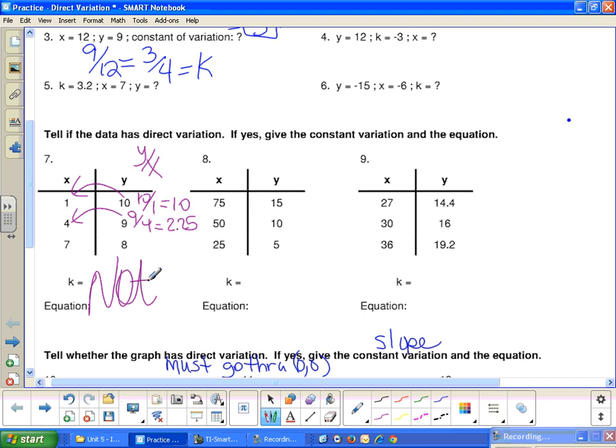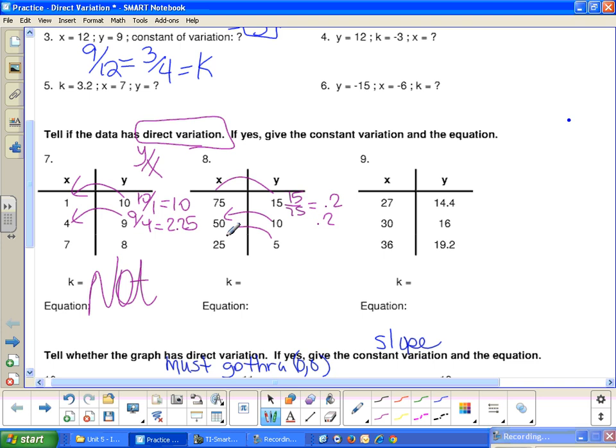Constant variation is the slope number, okay, that we get from our graph. We're determining, is this a direct variation equation? Which means that you should be able to multiply this number by the same thing each time. Okay? Think about this one. What's 15 over 75? 0.2, or 1/5. What's 10 over 50? 0.2.